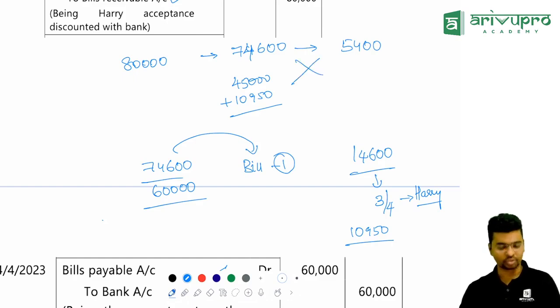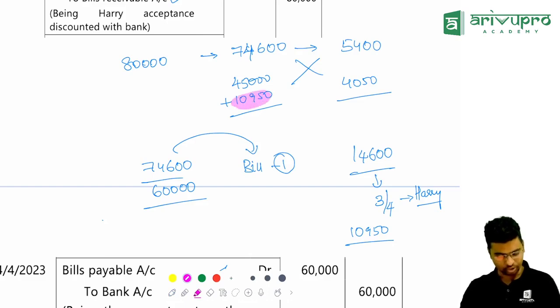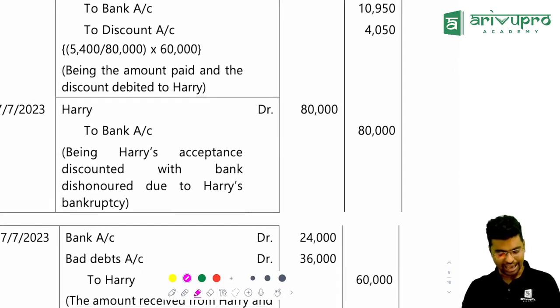If you do this, how much does the discount factor come to? 40. Correct? Understood? So that means the due amount I am now paying to Harry is 10,950 plus 4,050. How much is that? 15,000. Understood how this works? So what will be the journal entry for that? Harry account to bank, to discount. Done.